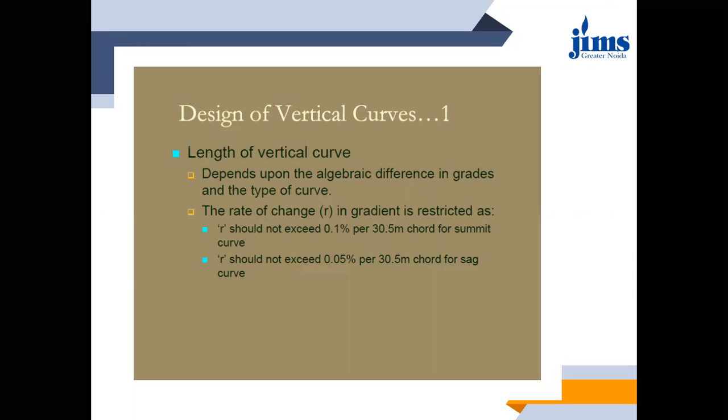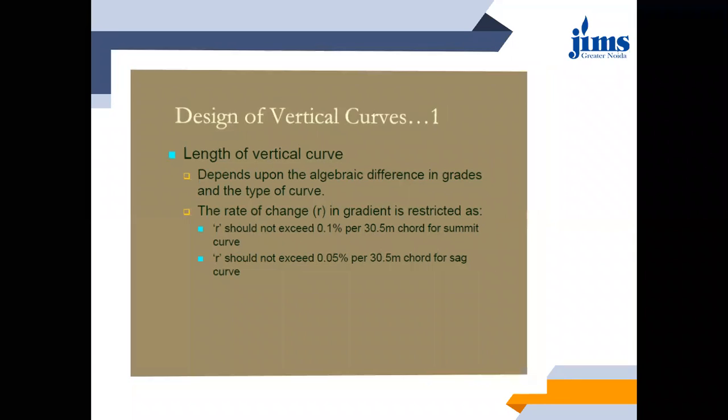What is this 30.5 meter chord? This is a standard length of the chord which is considered for the design purpose, for the design of transition curves and setting out of curves, vertical curves in the field. So we always consider this as the standard length of the chord, that is 30.5 meter, for designing the curve. Whatever the shift is, or the versine of the curve, it is calculated based on this particular chord length.